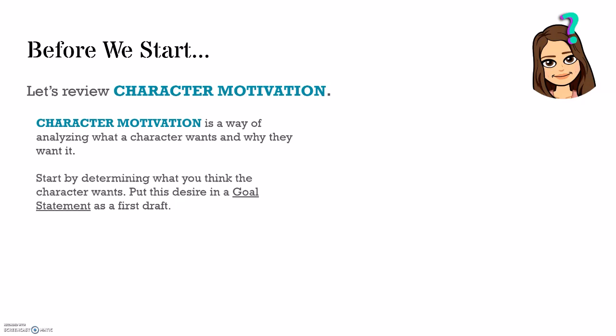For our purposes, we will start by determining what a character wants. We will put this in a goal statement, which we will consider a first draft at this point. Once we have identified and analyzed factors that influence motivation, we will revisit this goal statement and revise it if we need to. Here are a few examples of goal statements.